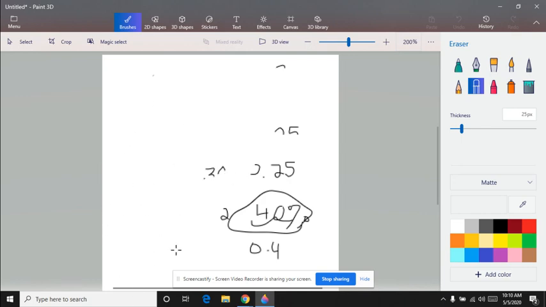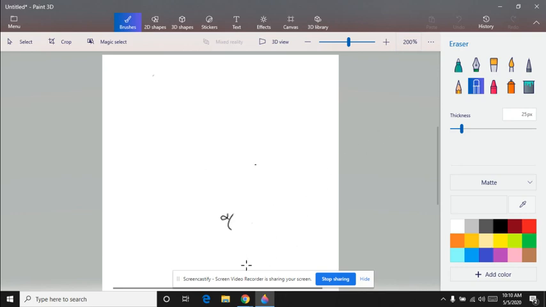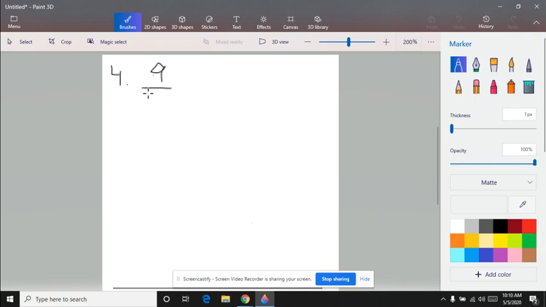Okay, so hopefully that's clear. The number 4 is the trickiest one probably. And 2 of the numbers are in fractions. So I'll go ahead and show you that real quick here, just to give you some extra practice. So number 4 is 9/20, 44%, and 3/8.